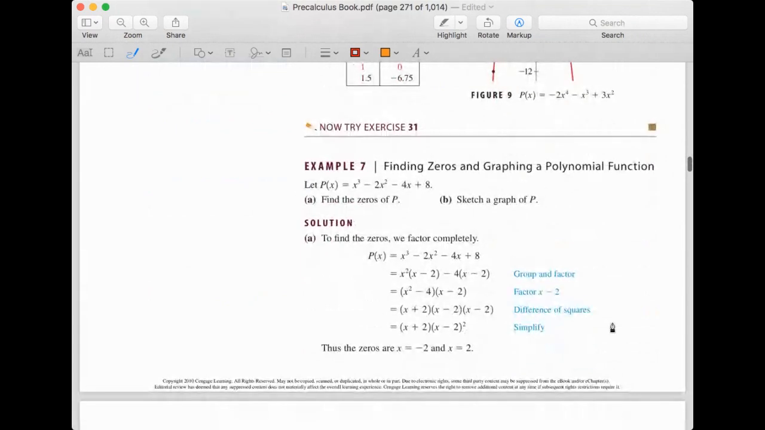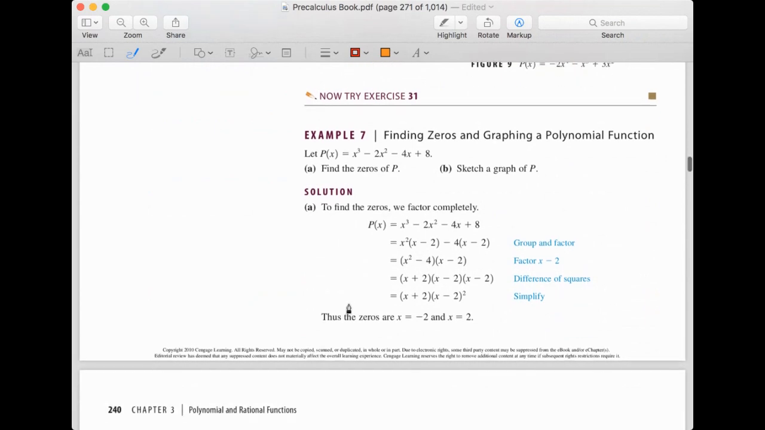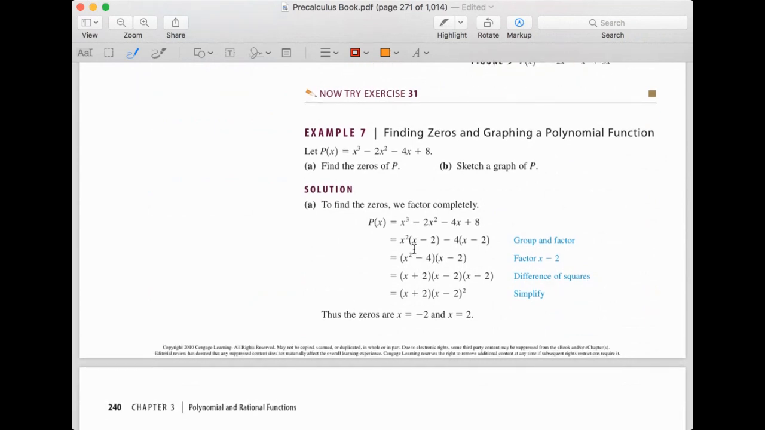Okay, let's do more. So the factoring part is not so easy. So let's factor this polynomial. Again, it's x raised by 3. It's a degree 3 polynomial. So let's factor this. Well, we have 4 terms, and those 4 terms do not have common factor.